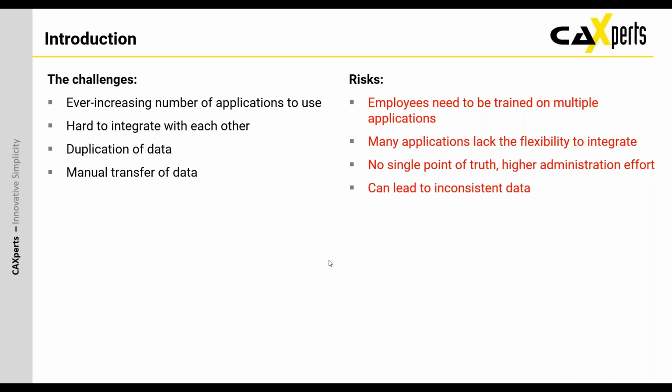If they are able to integrate, we often have a duplication of data. So there's no longer a single point of truth, and it requires a higher administration effort to get this done. And often, if there's no automatic synchronization available, we need to start doing a manual data transfer between the applications. And this can lead to inconsistent data if the applications were not synchronized correctly, data's missing, or maybe it just simply might be out of date.